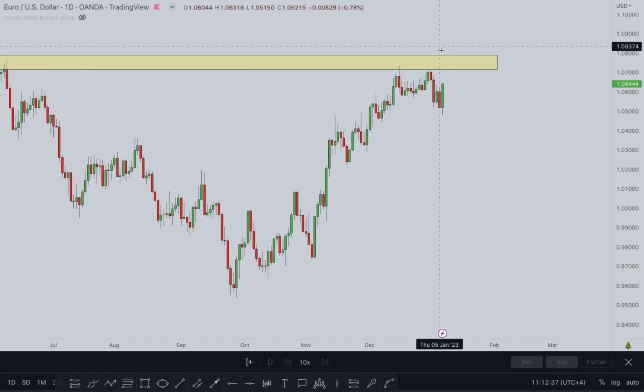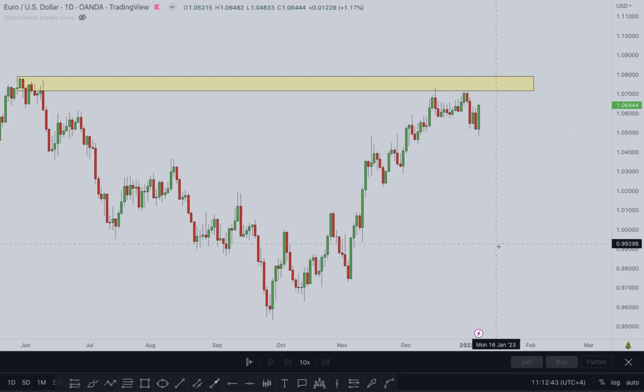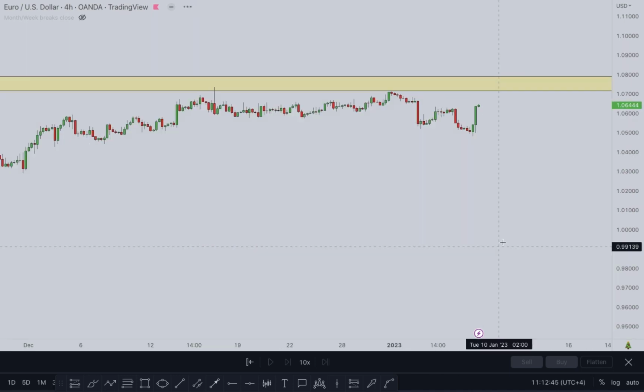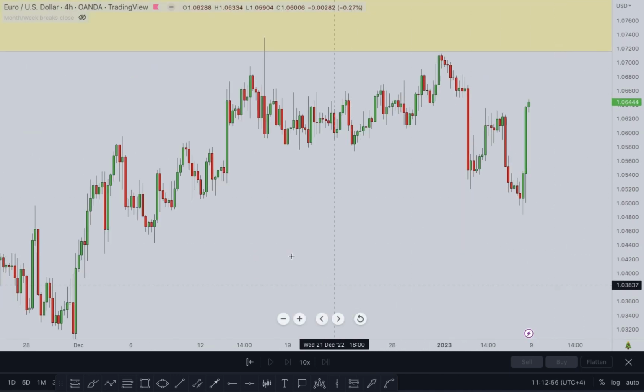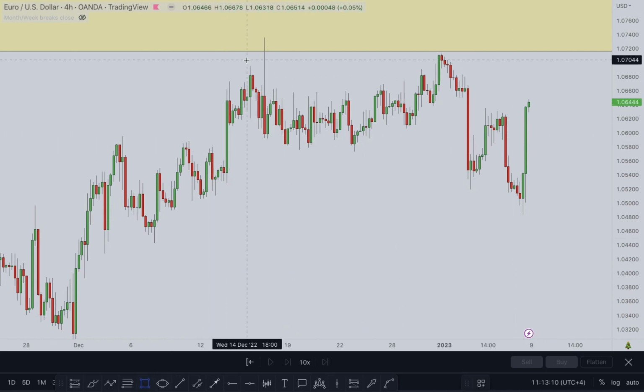So we want to see whether price is going to break this high and continue going up, or whether we're going to have a retracement to the downside or a reversal, right? So we went down to the lower time frame. Let's go to the 4 hour. On this time frame, it displays what price did during the last week of December.